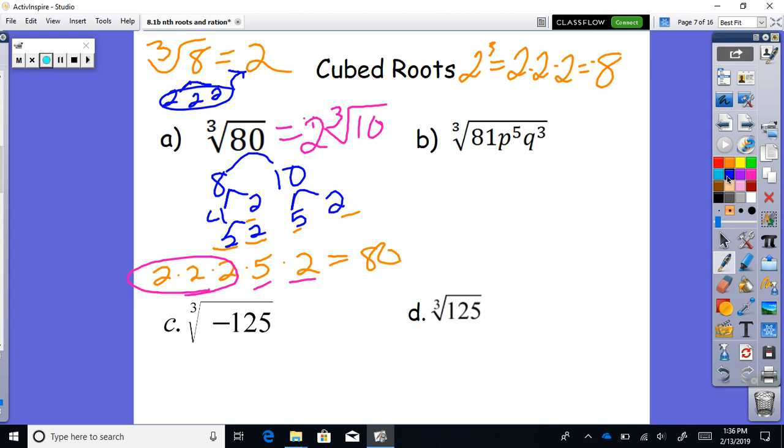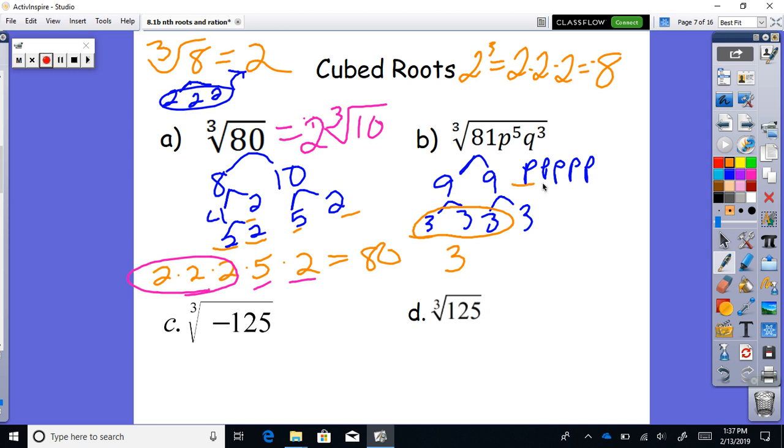It works the same way with variables, except you need groups of 3 as well. So 81 is the same thing as 9 times 9. And 9 is 3 times 3 and 3 times 3. So I have one group. 3 3's give me 27, and the cubed root of 27 is 3. So I can take out a 3. Now I have 5 p's. So 3 p's would give me p cubed, and the cubed root of p cubed is just p. So 1 p comes out there. And then for q, I have 3 q's, and the cubed root of q to the third is just q, so 1 q comes out.